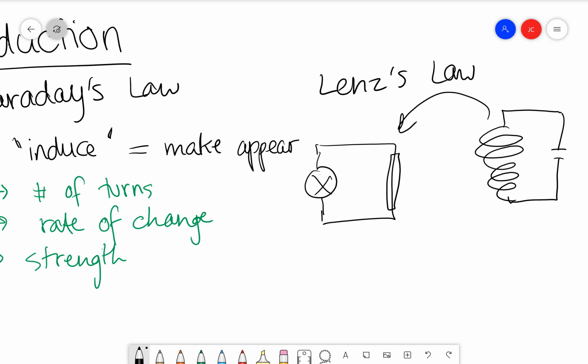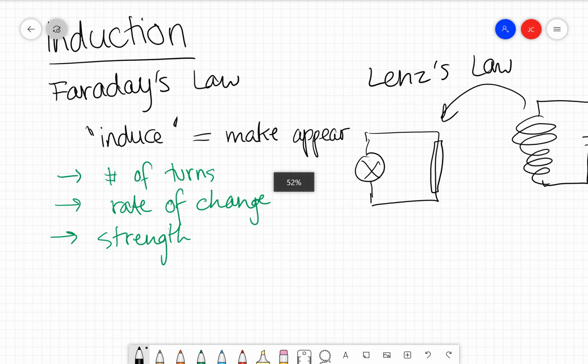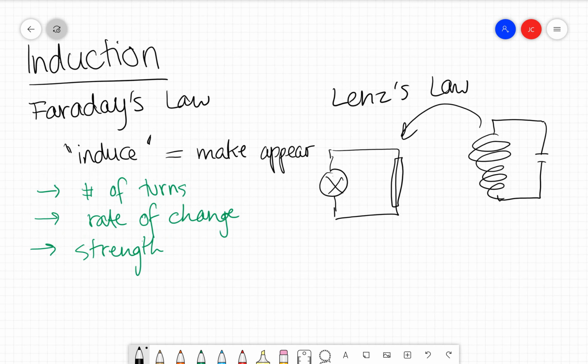And that's the important part. Every field has an equal but opposite field, you could say. So that's what Lenz's law is. Not super important, but it is an aspect of induction that is worth knowing.